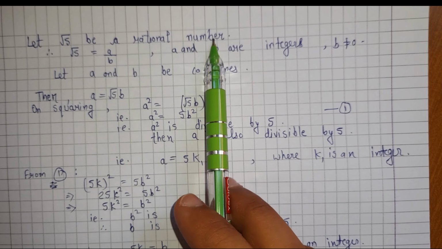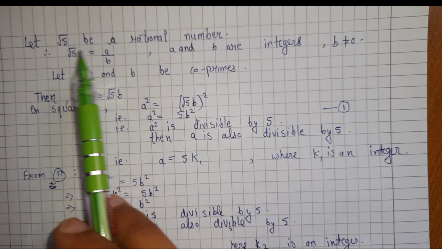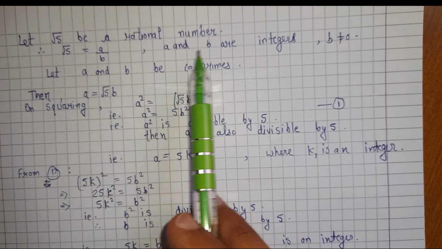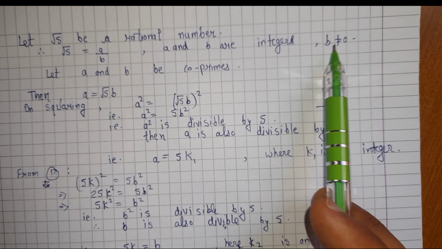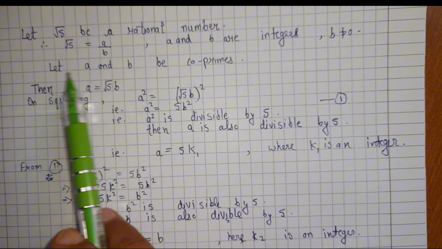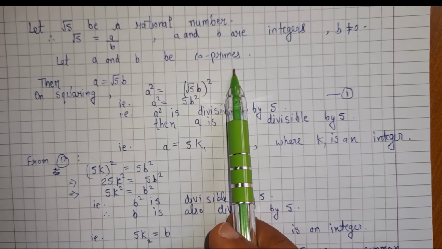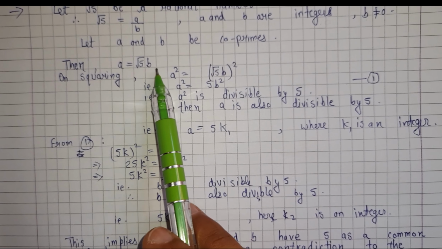Let root 5 be a rational number. Therefore, root 5 is equal to a upon b, where a and b are integers and b is not equal to 0. Let a and b be co-primes. Then a is equal to root 5 times b.